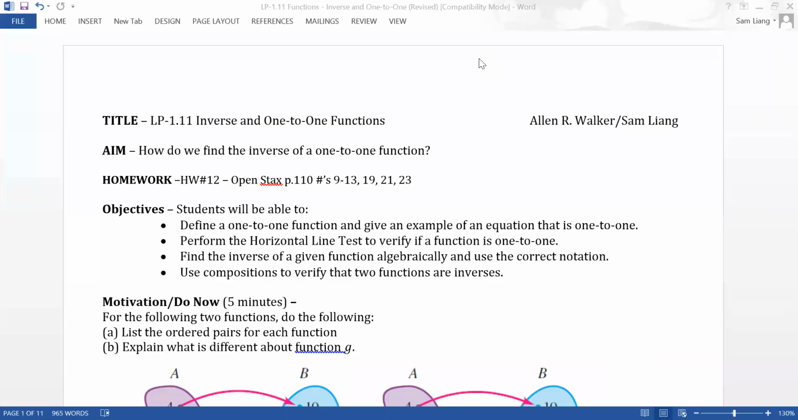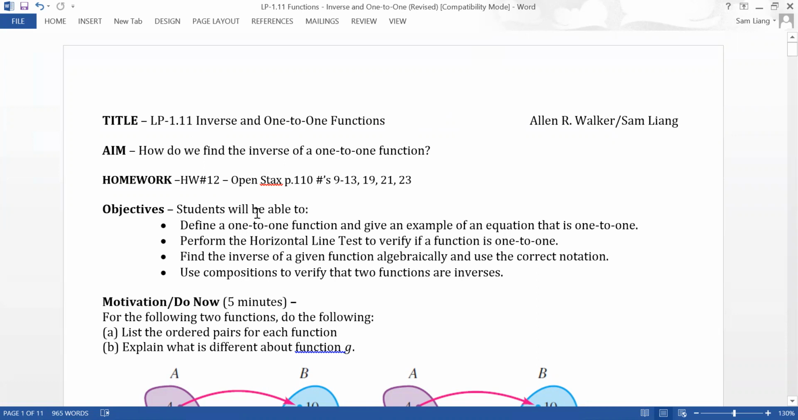All right, hey everyone, welcome to our next lesson. Today we will be talking about inverses and one-to-one functions. Your aim is: how do we find the inverse of a one-to-one function? Homework's going to be number 12 in the OpenStax textbook, page 110, numbers 9 through 13, 19, 21, and 23.